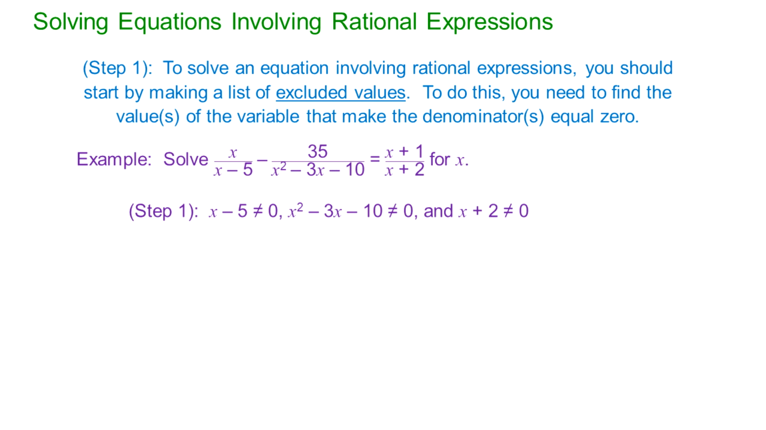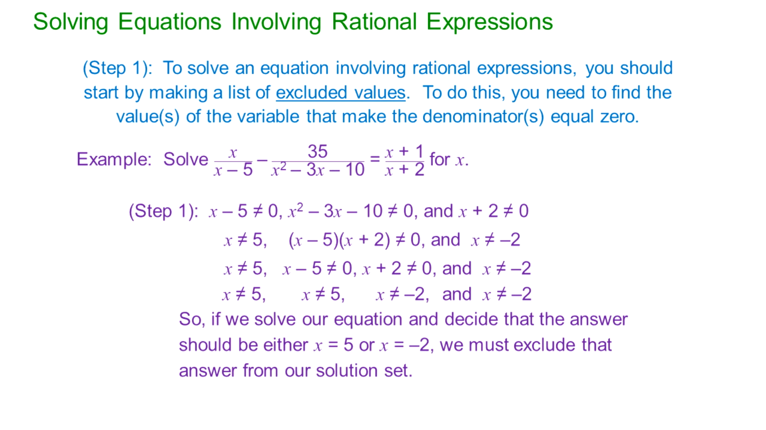To work this problem, I'll start by finding my excluded values again. As I said earlier, you can do this by finding the values of x that make the denominators equal 0. As you can see here, that tells us that x cannot equal 5 or negative 2 for this problem.